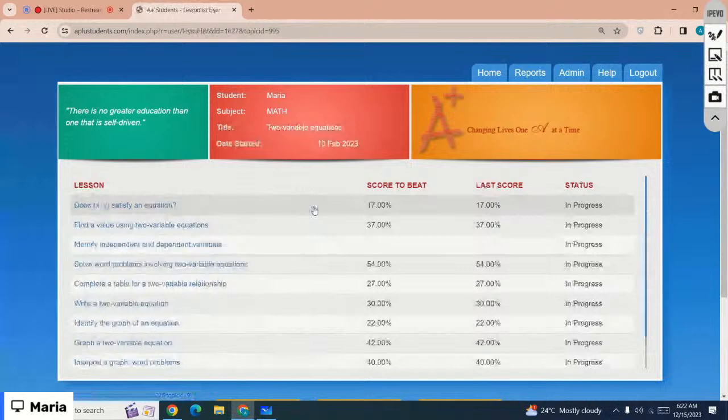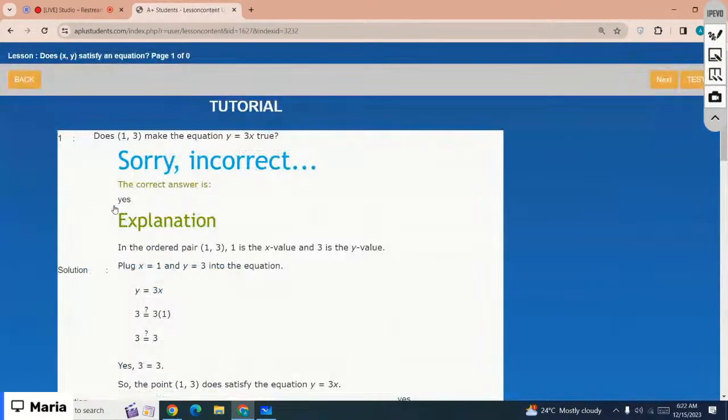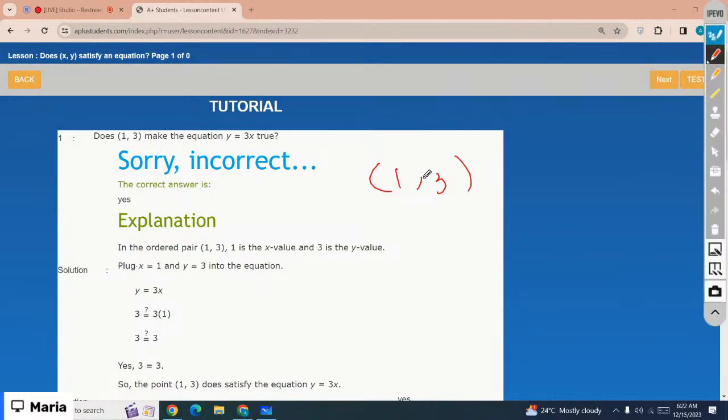Let's just start with the first lesson, that is, does (x, y) satisfy an equation? So basically you are given a point (x, y). You need to see if the point is the solution of the given equation. For example, you are given the equation y equals 3x, and you need to see if the point (1, 3) is the solution of the equation. Ordered pair means the first value is always the x value. You have 1 and 3. This is always the x value and this is always the y value.